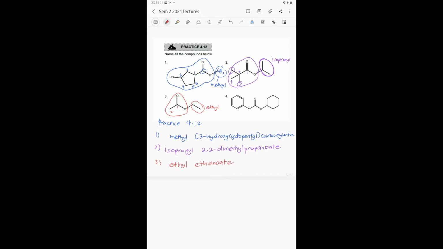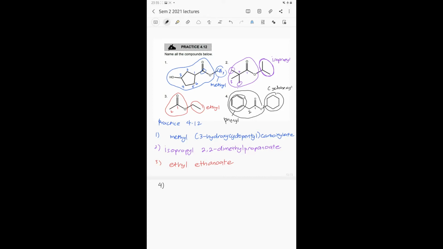Okay, lastly, for number 4. This part will be the alkyl group, which is cyclohexyl. And this part will be the alkanoate part. So now let's put the numbering 1, 2. And at carbon number 2 we have a substituent called phenyl. So what is the name?